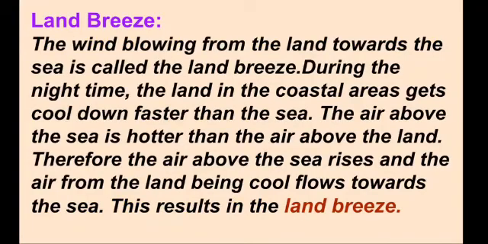Okay, so what is the land breeze? The wind blowing from the land towards the sea during the night time is called the land breeze. See, the sea breeze always occurs during the daytime, and the land breeze always occurs during the night time. In the land breeze the wind blows from the land towards the sea, and in the sea breeze it blows from the sea towards the land, right? It is just the opposite. The air above the sea is hotter than the air above the land. Therefore the air above the sea rises, and the air from the land, being cool, flows towards the sea. This results in the land breeze. Okay, it is all about the examples of convection, the sea breeze and the land breeze.